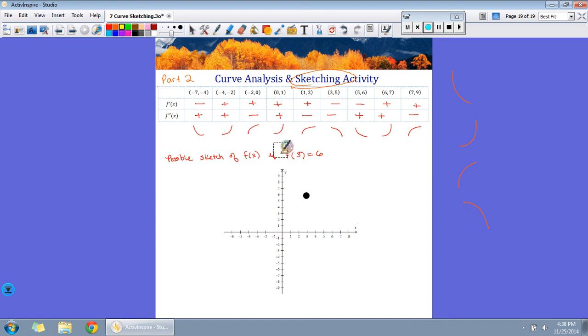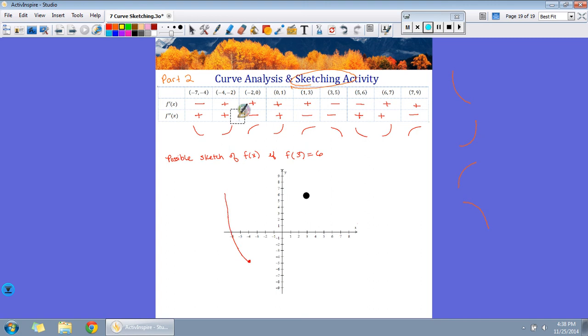Now, for the actual curve of f, the only point that really matters is f of 3 equals 6. So I've plotted that point nice and big. And everything else we can just sort of guess on in terms of the y values. The important part is keeping these general shapes. So from -7 to -4, I want this shape. So I'm going to pick a point up here, and I'm going to trace it along down to -4.